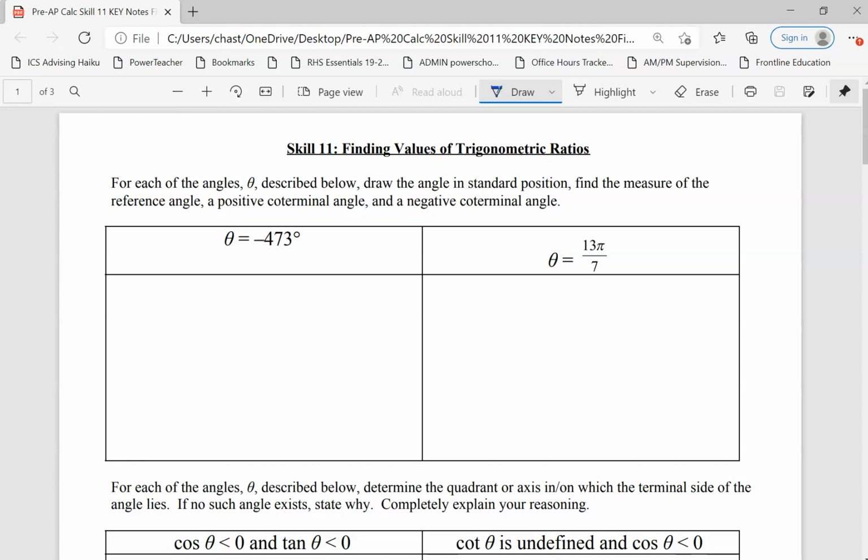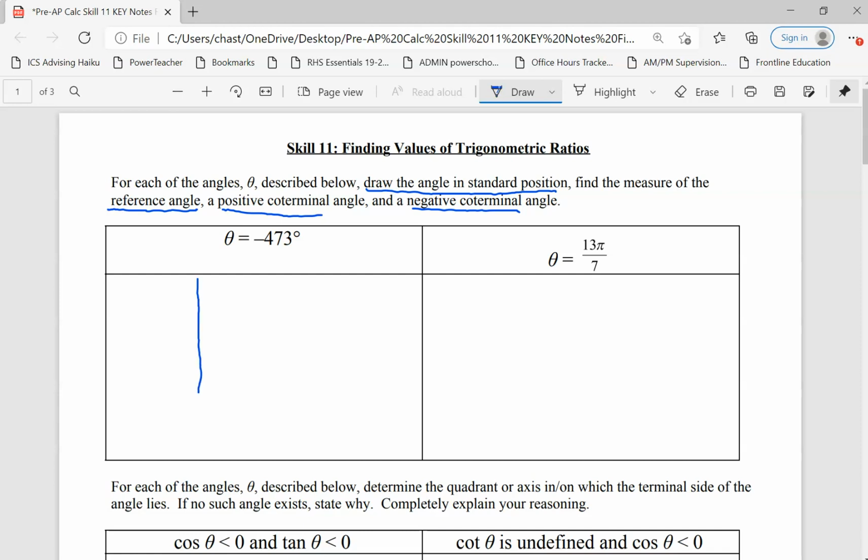For each of these angles, we're going to draw the angle in standard position. We're going to find the reference angle, a positive coterminal angle, and a negative coterminal angle. So before I do any of that, I'm going to draw this.